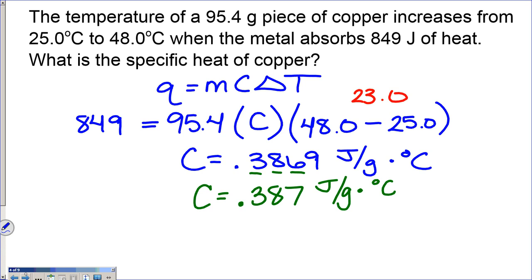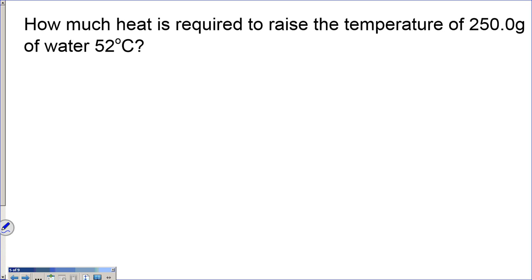Let's look at another one. Here, it wants to know how much heat is required to raise the temperature of 250.0 grams of water by 52 degrees Celsius. One thing that you are going to have to know is the specific heat of liquid water. If you have not memorized that already, that is something that you want to memorize. It is not given to you on your reference sheet, but we are going to use it a lot. Any other specific heats that you need will be given, but water you are expected to know.